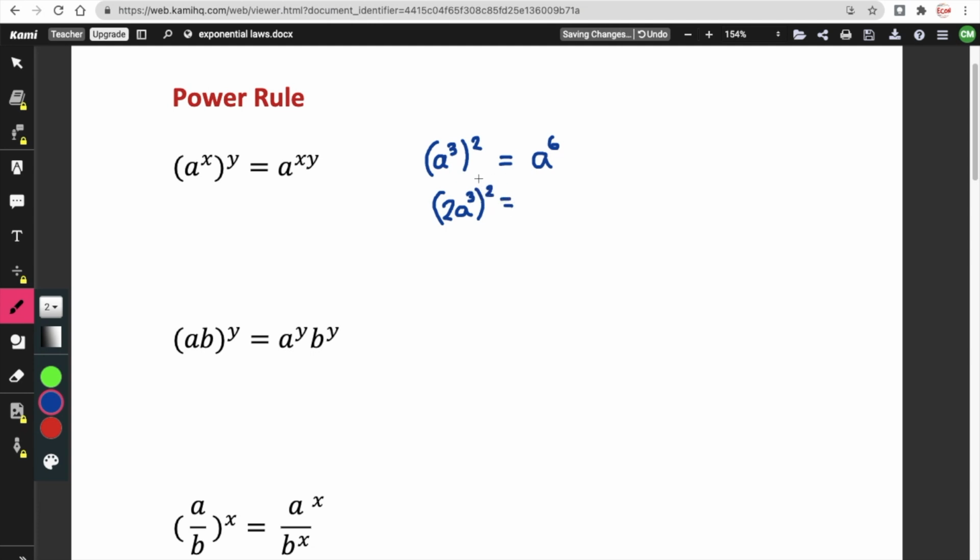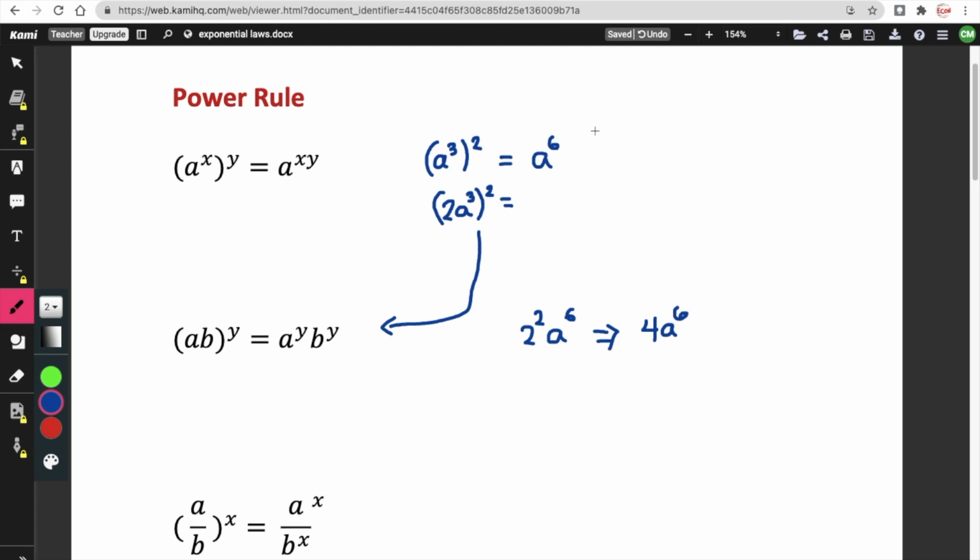It follows that you will also have to multiply it to 2. Okay, this is basically this rule. So you have 2 raised to 2, a 3 times 2, 6. Simplifying it, you will get 4a^6.